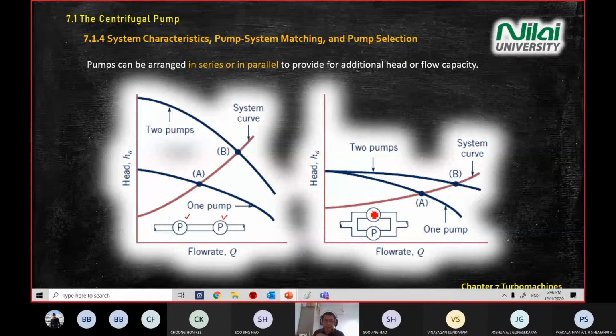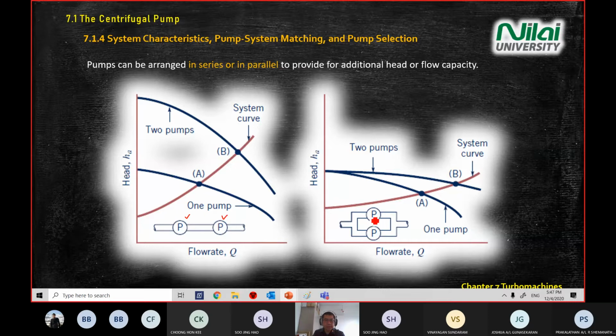And then for the parallel, again, you plot the system curve with the equation just now, HA versus Q. If you only turn on one of the pumps, you get this line. And when you turn on the second pump together with the first one, you get the second line here. So the point will shift from point A to point B. Right? So from here, you can look at what happened to your HA value.